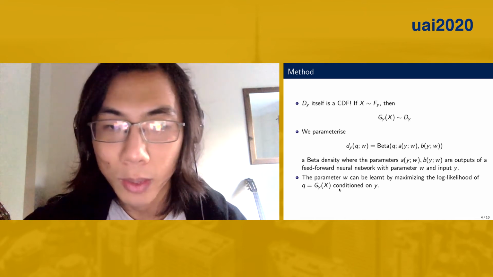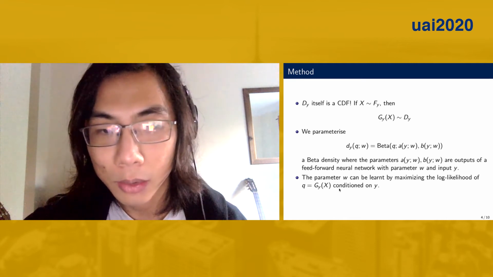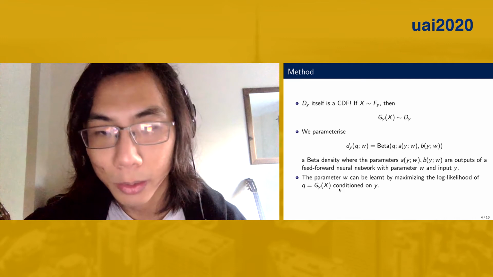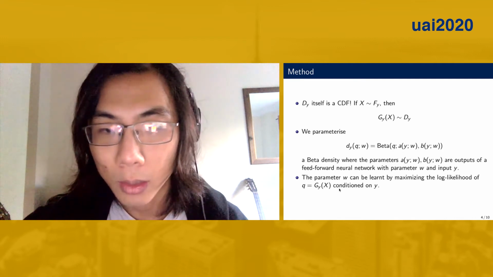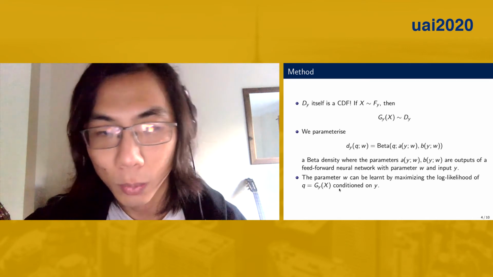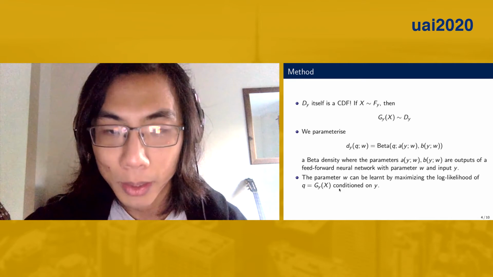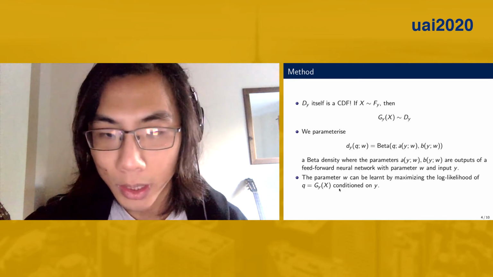This means Dy is a beta CDF, where the parameters a and b are outputs of a neural net with weight w and input y. The weight w can be learned by maximizing the log likelihood of q given y, and our goal is to estimate the distortion map at the observed data y-obs.